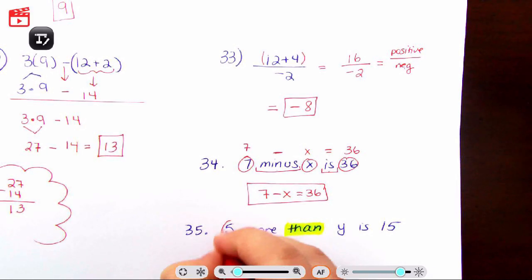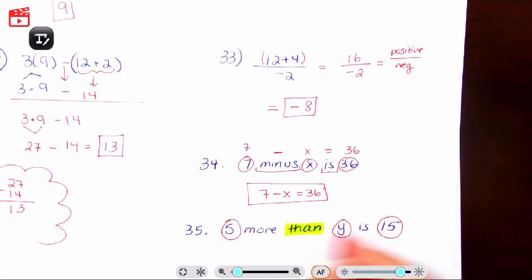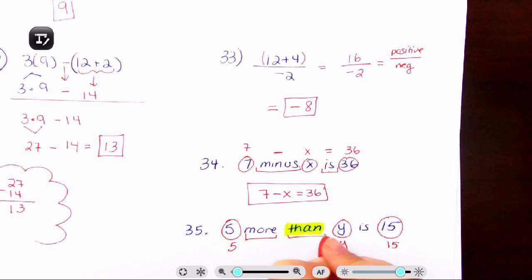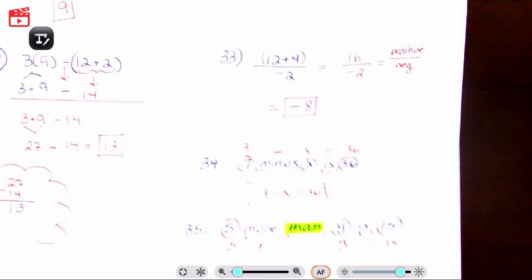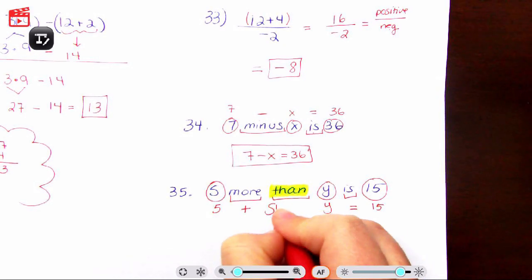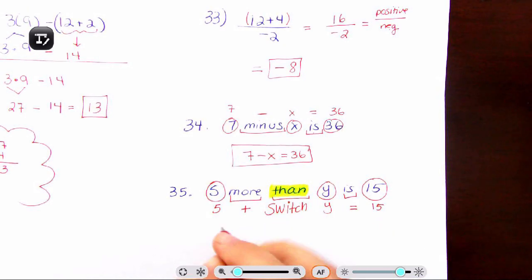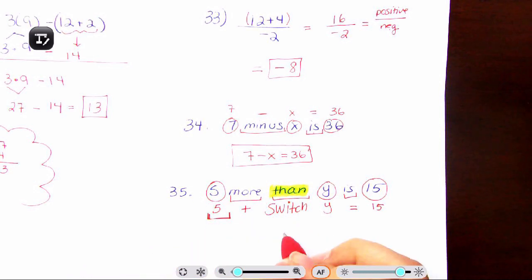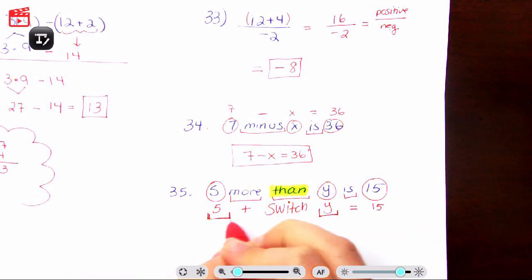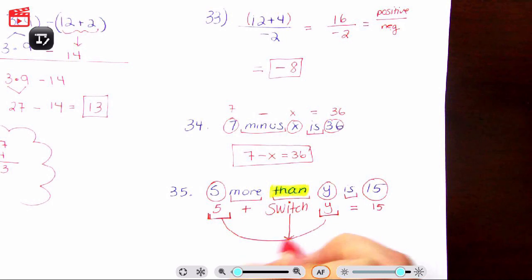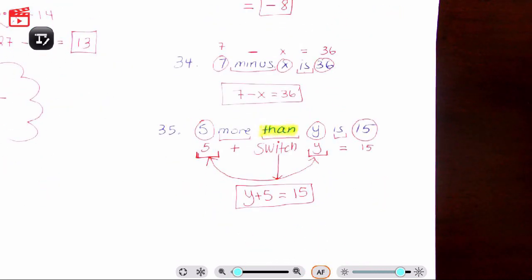So again, let's do the same thing we did before. I'm going to write this underneath now. So I have 5, I have y, I have 15. I'm going to underline everything that I need to translate. Is is an equal sign, more is addition, it's plus. Than means switch. And what it means to switch is you switch the number or letter before and the number or letter after. So you're going to switch these two things. So what you really have is y plus 5 equals 15. And that's what you have for number 35.